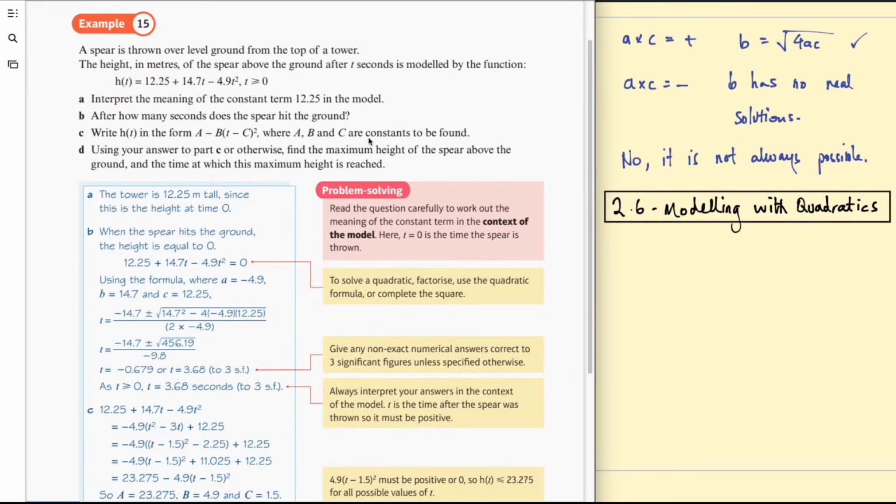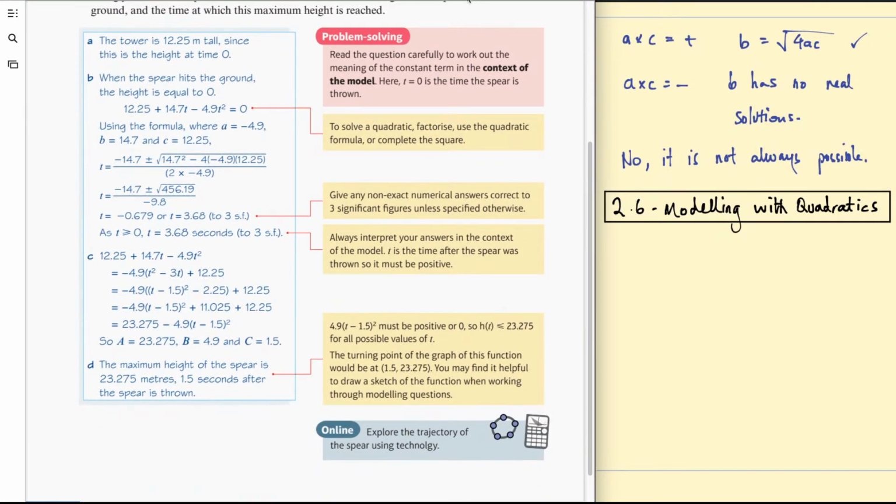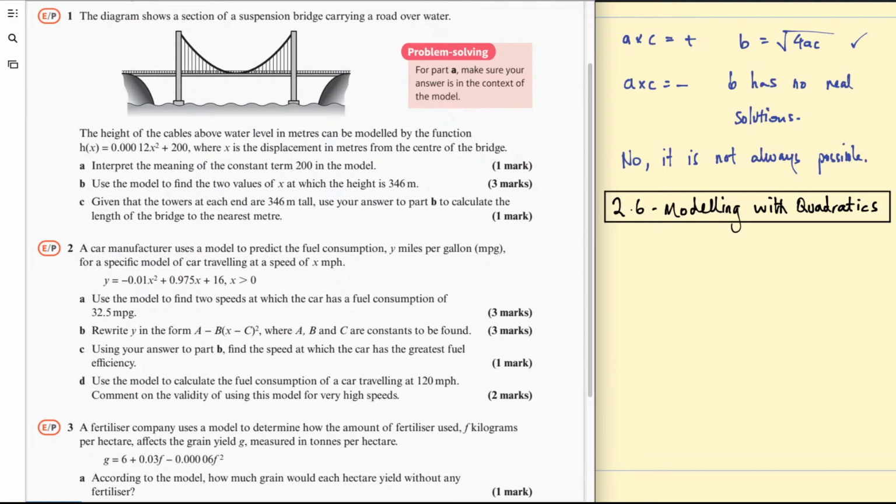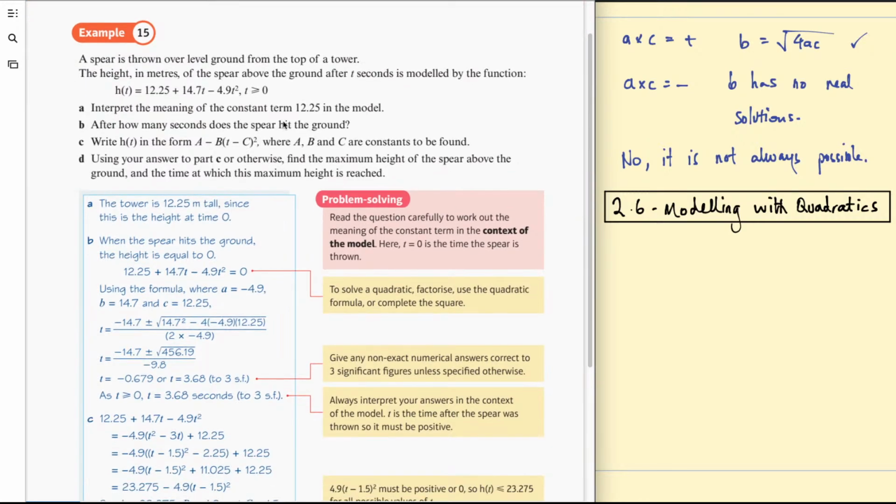Okay. So in this section, we're going to look at real-world situations that are modeled by a quadratic function. Here they give us an example. A spear is thrown over level ground from the top of a tower. The height in meters of the spear above the ground after t seconds is modeled by the function h of t equals 12.25 plus 14.7t take away 4.9t squared, where t is greater than or equal to 0.